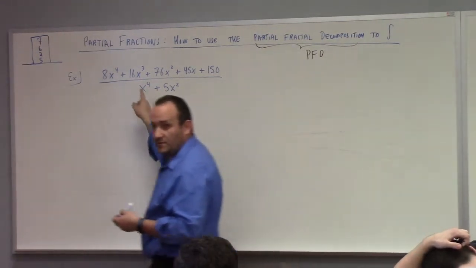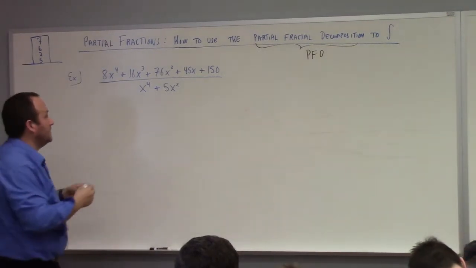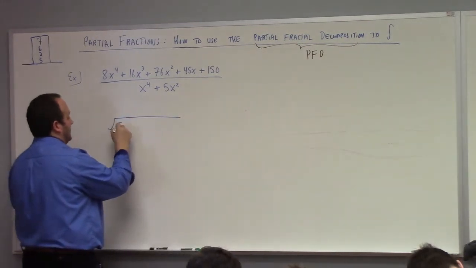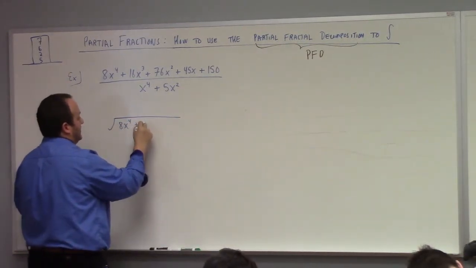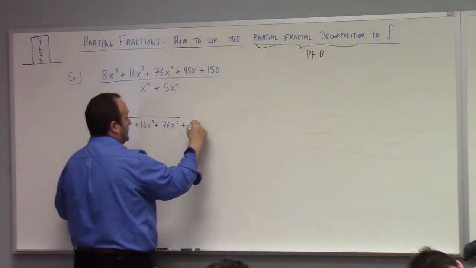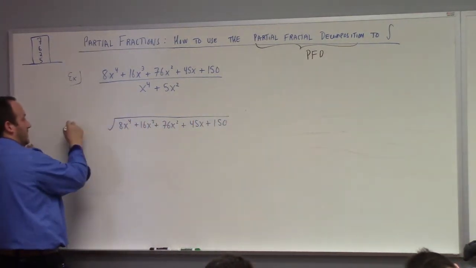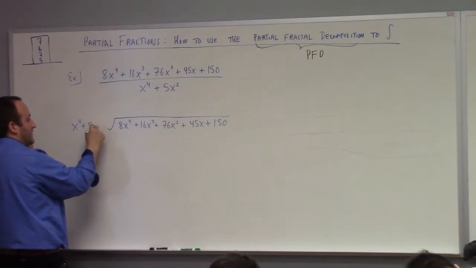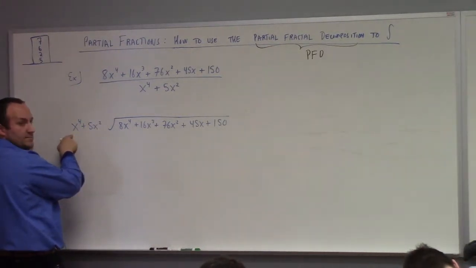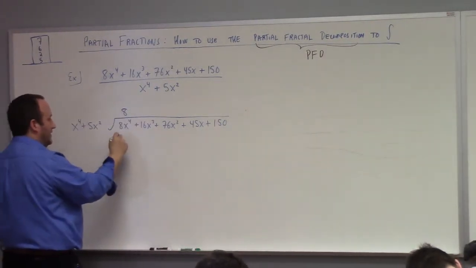Notice it's fourth order, right? So first order of business is to do the long division. So let's do that. So we've got ourselves an 8x to the 4th plus 16x cubed plus 76x squared plus 45x plus 150. X to the 4th plus 5x squared is my dividing polynomial. How do I get this from that? 8, yeah. Multiply by 8, I've got 8x to the 4th.